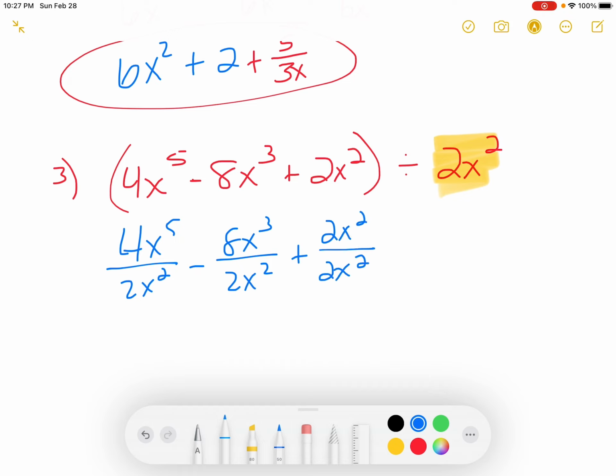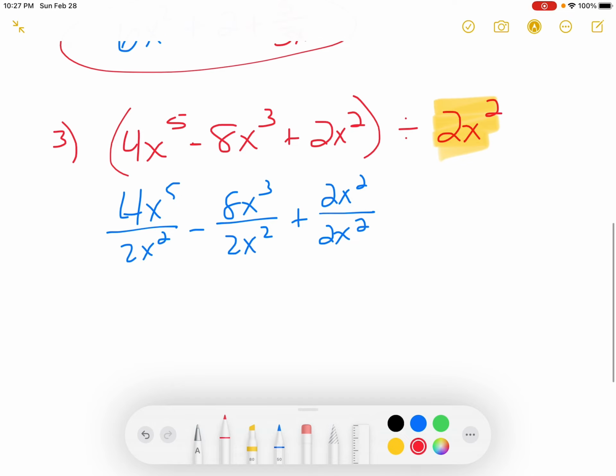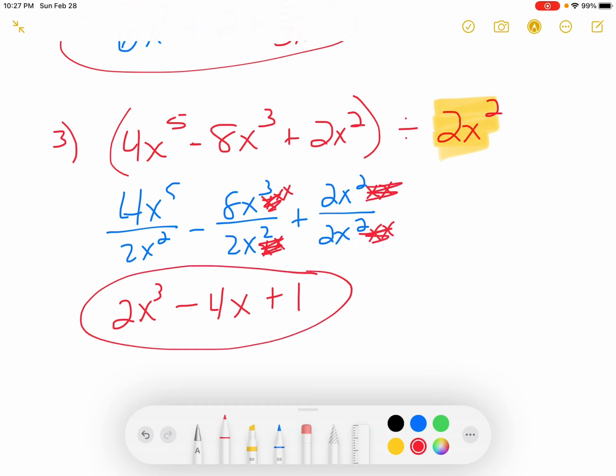Okay, so simplify your numbers, then simplify your letters. 4 divided by 2 gives me a 2. I have 5 x's on top, 2 on the bottom. That leaves me with x to the 3rd on top. Minus 8 divided by 2 is 4. X to the 3rd on top, 2 on the bottom. So 1, 2, 3, 1, 2. So I can cancel 2 x's with 2 x's. 1 x is left on top. And then 2 divided by 2 is 1. I have 2 x's on top and 2 x's on the bottom, so all of those cancel. So there's my final polynomial, and that is how dividing polynomials works.